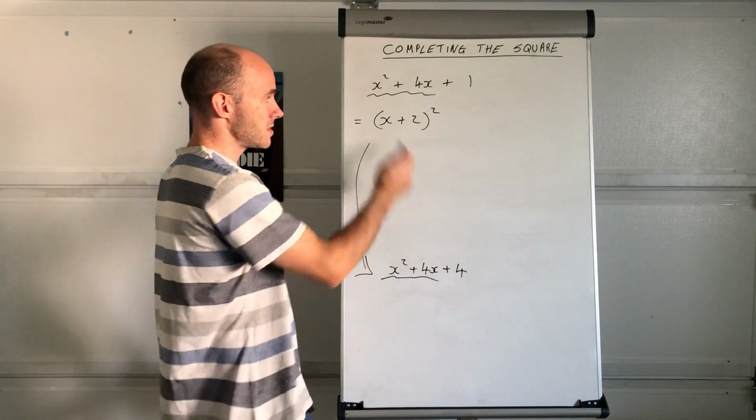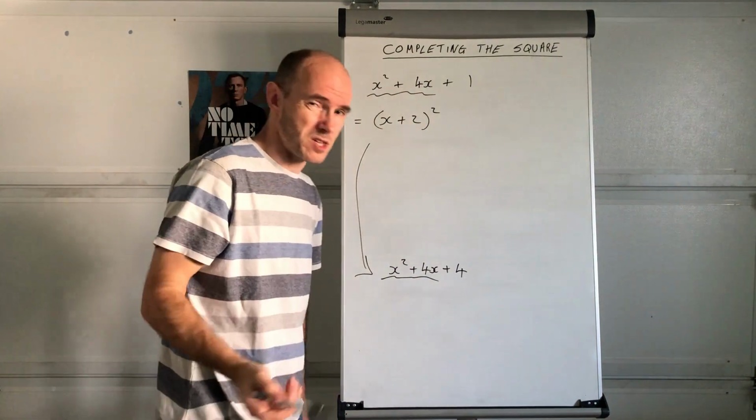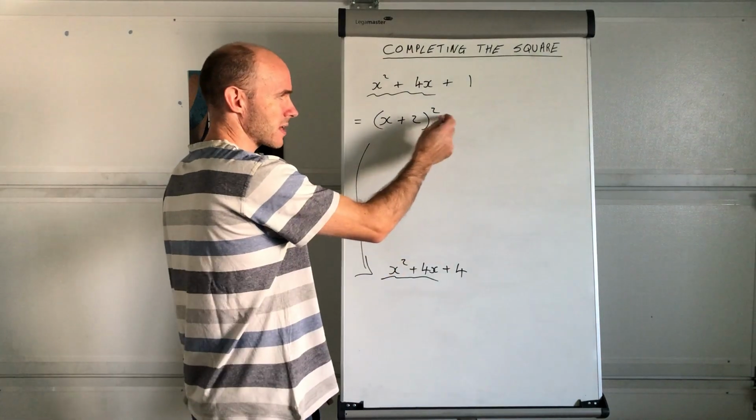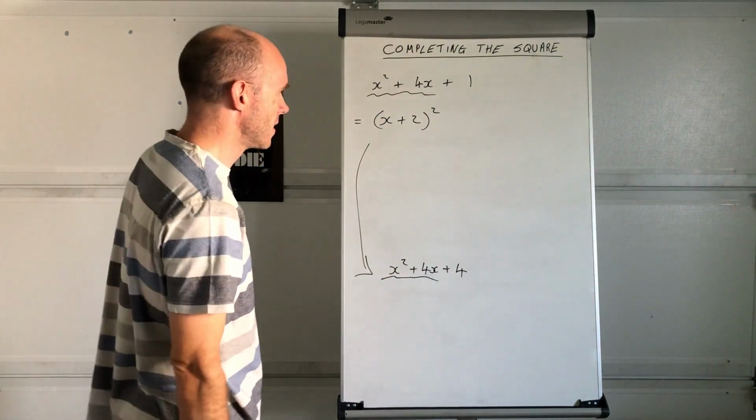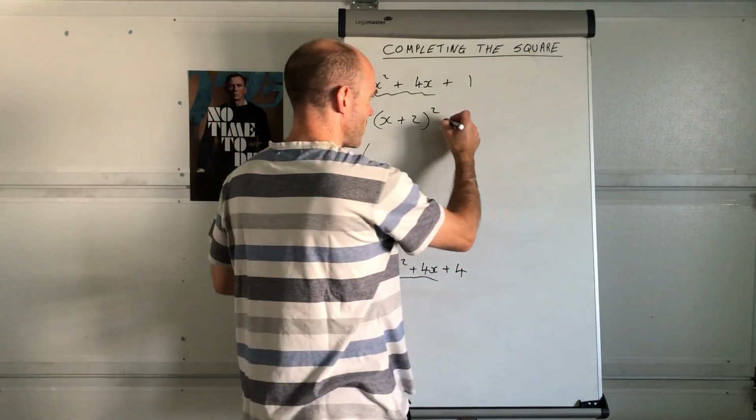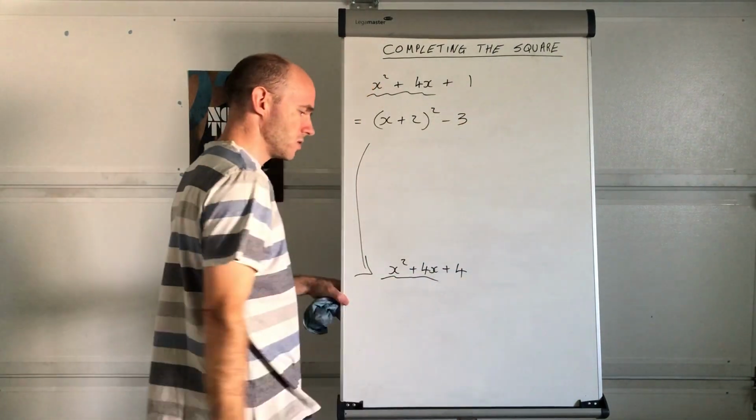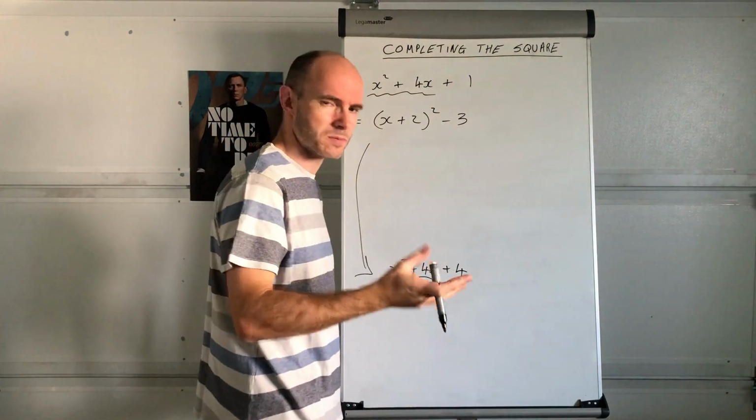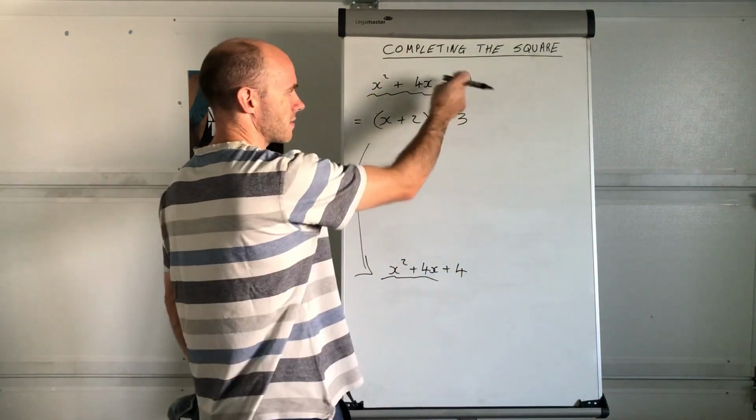I'm underlining this because it's the x squared plus 4x you want. The numerical value, the constant, we can just deal with by adding or subtracting an amount on the end. Can you see what we're going to do to get the plus 1? We're going to subtract 3, aren't we? Because this gives us x squared plus 4x plus 4. If we subtract another 3, then it's going to give us the plus 1.